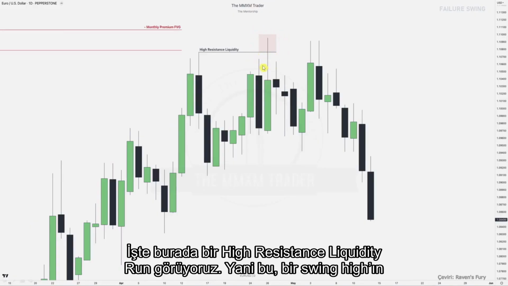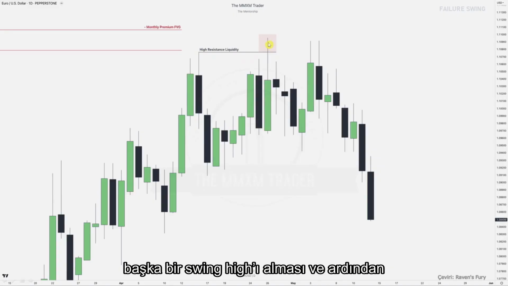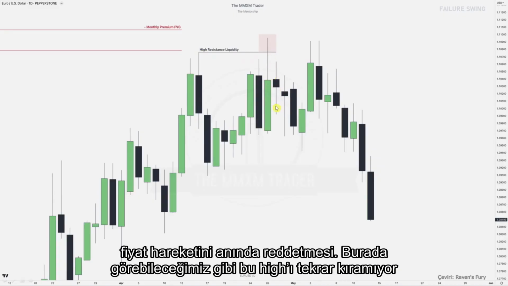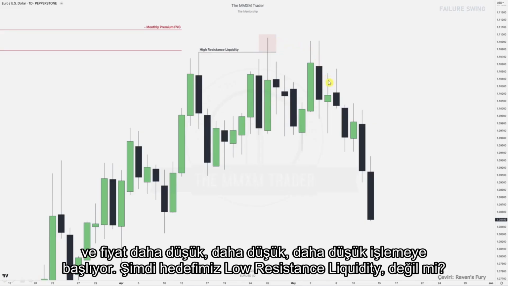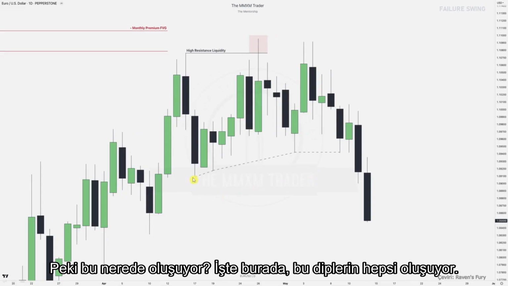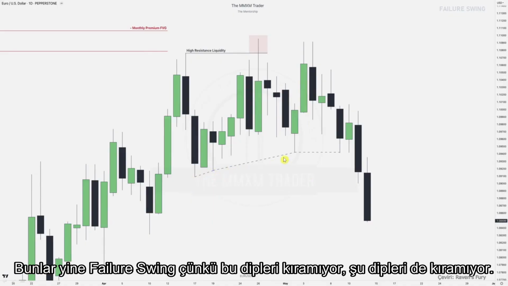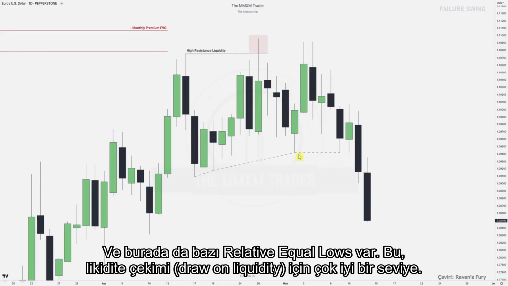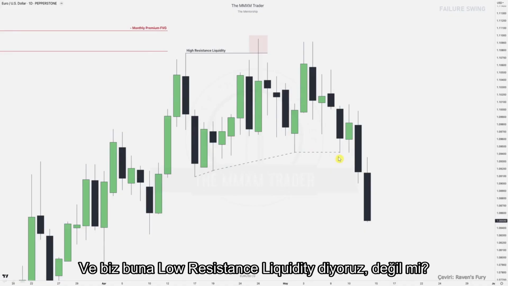So it's a swing high that takes out another swing high and then immediately rejects price action. And we can see over here it fails to take out this high once again. So it starts to trade lower and lower and lower. Now we want to target that low resistance liquidity, right? So where is that forming? Over here we've got all these lows, right, which are forming, which is a failure swing. Again over here, failing to take out these lows, and over here we've got some relative equal lows. So that's a very good draw on liquidity, and we call that low resistance liquidity.